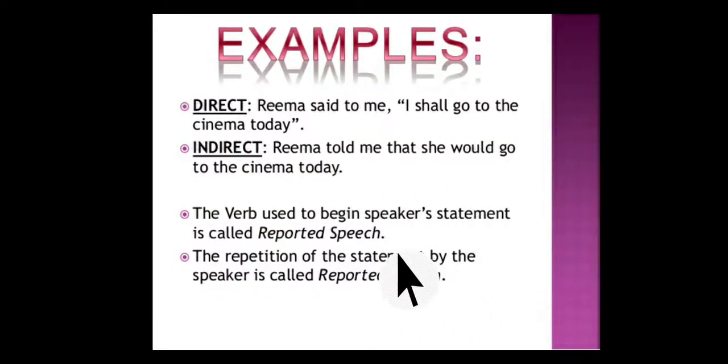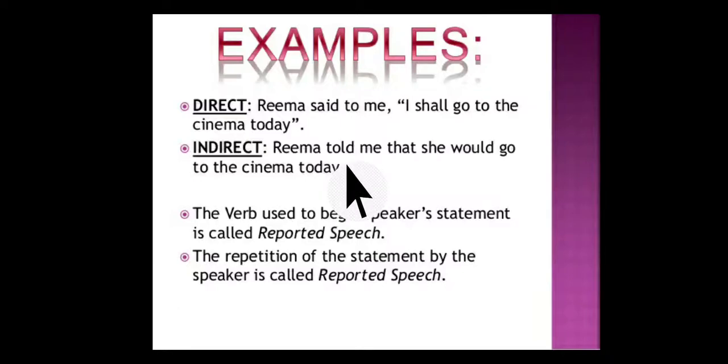For example, direct speech: Rima said to me, "I shall go to cinema today." Now what will be its indirect form? Indirect form: Rima told me that she would go to the cinema. The inverted commas are removed, "I" is changed into "she" because we use a pronoun, and "said to" is changed into "told".